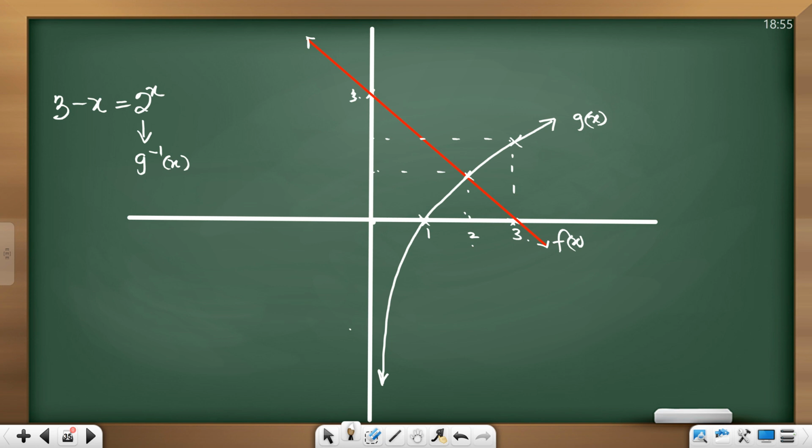If you are given g of x, how do you sketch g prime of x? No, sorry, not g prime, g inverse of x. We swap the coordinates. If I look at this coordinate, x is 1, y is 0. It means I should have, already swapped, 0 and 1. What is this one? X is 2, y is 1. What would I have? 1 and 2.